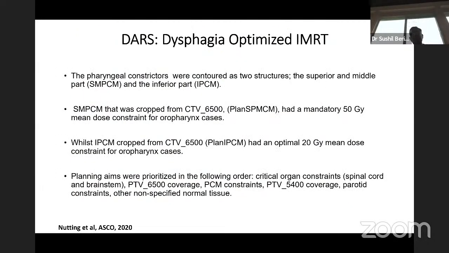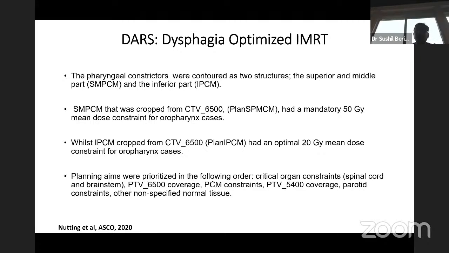Now the constrictor muscle has come more so because of this DARS study, which defined two structures: superior middle constrictor and inferior constrictor. And what they did was, this is very important when you're trying to optimize dose to constrictor. The highest dose volume was 65 gray, and they excluded the constrictor muscle from the highest dose volume CTV. So that means if the CTV overlapped the constrictor muscle, they excluded that part of the constrictor muscle in terms of denominator. It's important because if your 65 gray is overlapping the constrictor, you cannot achieve the mean dose which they achieved in this clinical trial.